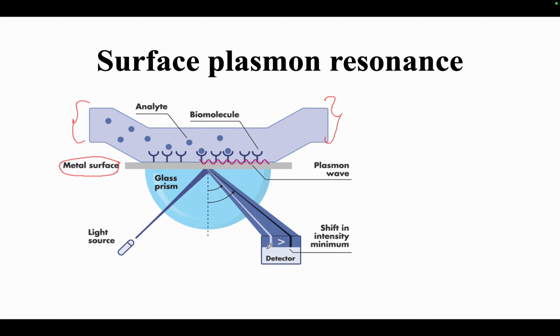Whenever there is a binding of analyte to this receptor, there will be a change in angle, a shift in intensity. This is the black line without the binding of the analyte. Whenever the analyte is binding, there is a shift, a change in theta. This theta is now decreased, and this shift in intensity is measured.